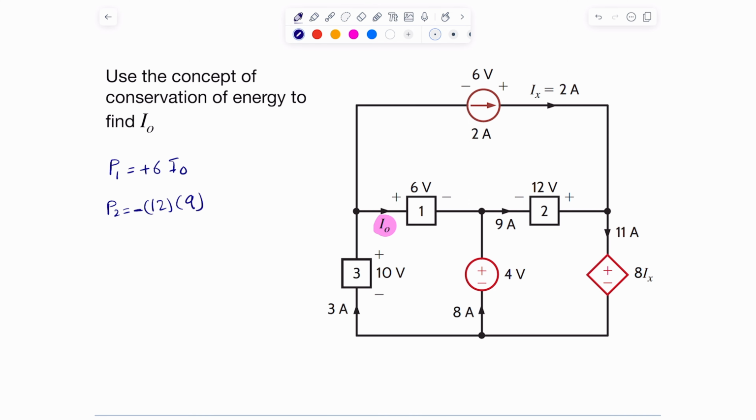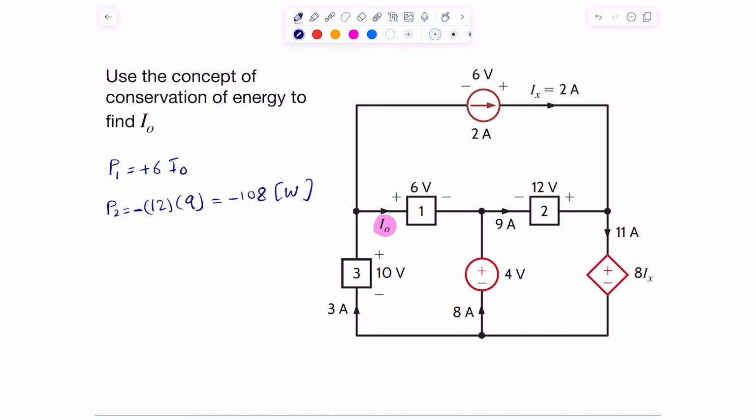Because all the units here are amps and volts, that means the unit in here is actually watts. They don't have to be all the same, but in this particular circuit, everything that we are given are volts and amps. We don't have milliamps or millivolts or kilovolts and so forth.